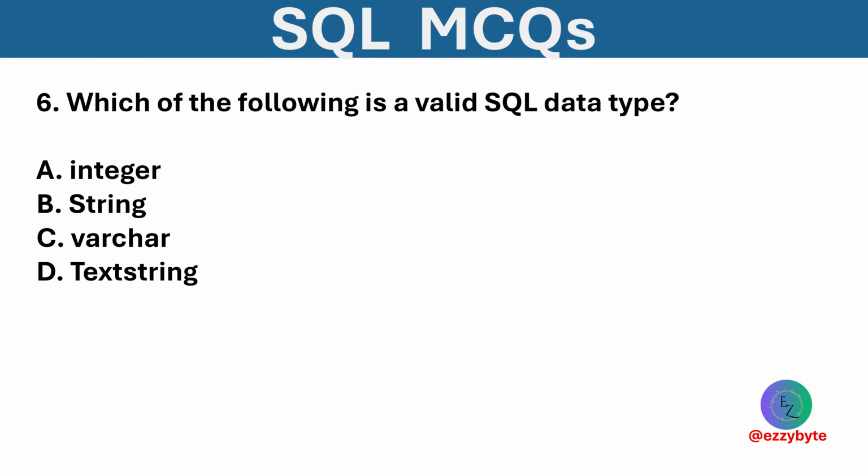Which of the following is a valid SQL data type? Options are integer, string, varchar, and text string. Option C is correct. Varchar is used to store variable length character strings.